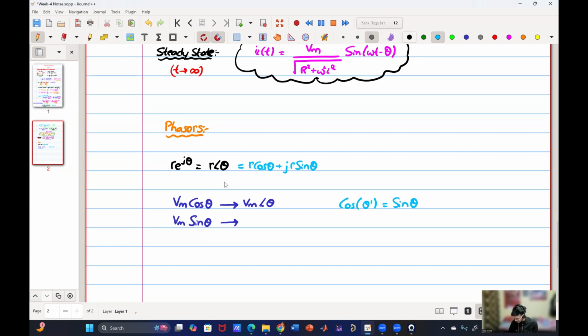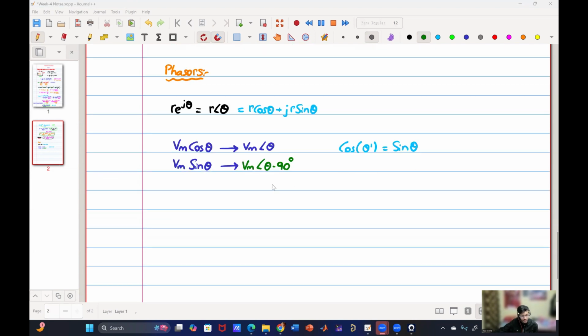I can write theta minus 90, right? Yes, 90 minus theta or theta minus 90. Say I write theta minus 90 degrees or 90 minus theta. Both are the same because cos of theta is cos of minus theta. So Vm cos theta is written as Vm angle theta. Vm sin theta will be Vm angle theta minus 90 degrees. So basically we are writing in terms of phasor form. 90 minus theta is also correct.